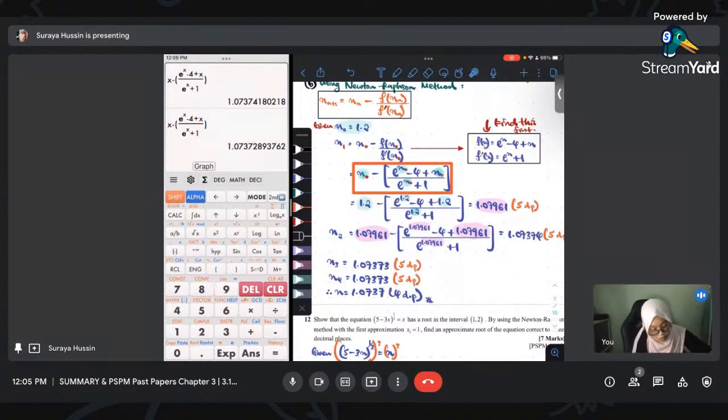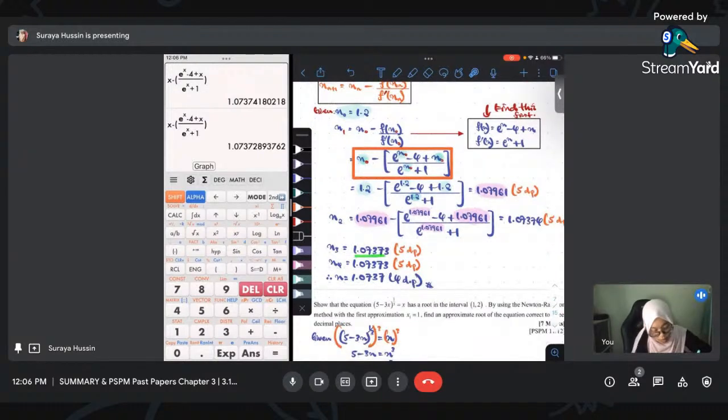Here goes the next one, which is 1.07373. Okay, round it up. Dia 28 hujung tu, saya round up menjadi 3 lah. Okay, yang penting 5 decimal places. And then I'll calculate again, answer. I got the same, 1.07373. And so bila dah sama, here goes the same.